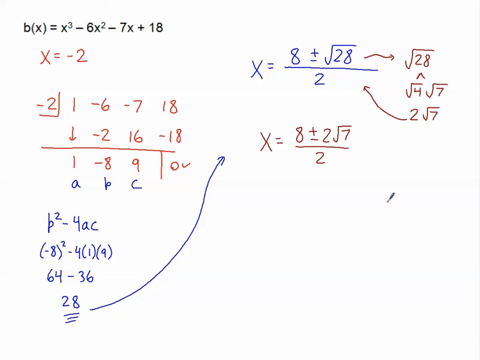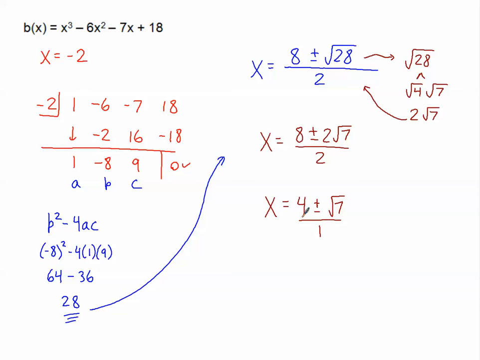So now we're looking pretty good. I'm looking at all three of these spots, and I see that all three of these spots are even, so I can cut them all in half. 8 cut in half is 4, 2 cut in half is 1. I don't need to write it because I have that square root of 7 there. All divided by 2 cut in half again is 1. So I don't really need that. I have my other two answers.